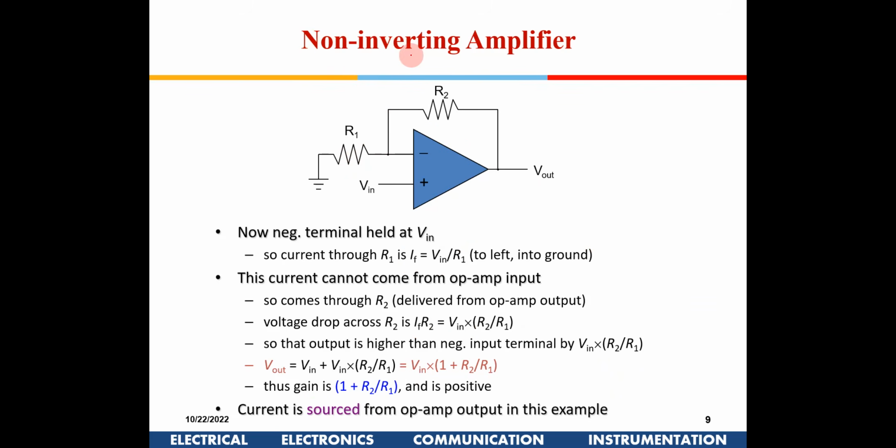So I can have a non-inverting amplifier also. This is the configuration. Here I have given a V in on the positive terminal, and I have given a negative here. Is it positive feedback by any chance?